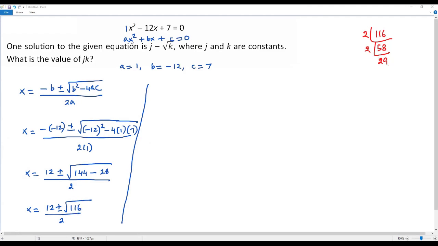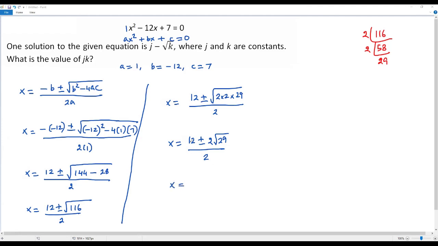Okay, let me continue over here. x equals 12 plus or minus the square root of, we can write this 116 as a product of its prime factors, that is 2 times 2 times 29, divided by 2. x equals 12 plus or minus. For every two same numbers multiplied inside the square root, one number can be taken out. For these two 2's, one 2 can be taken out. Still we have 29 inside the square root, divided by 2.